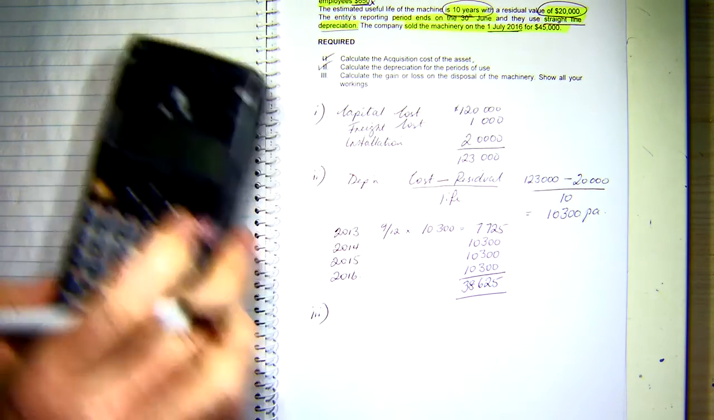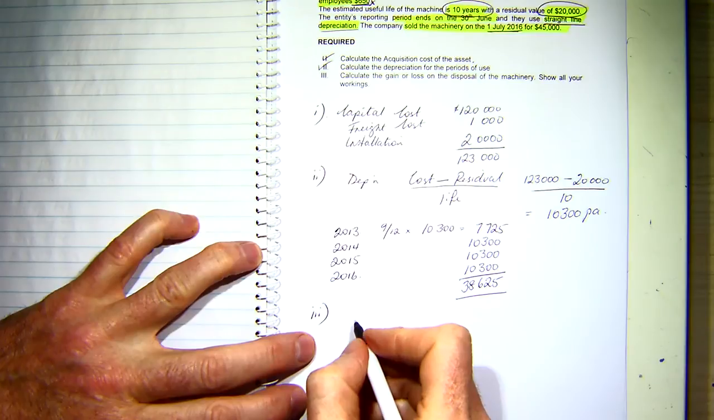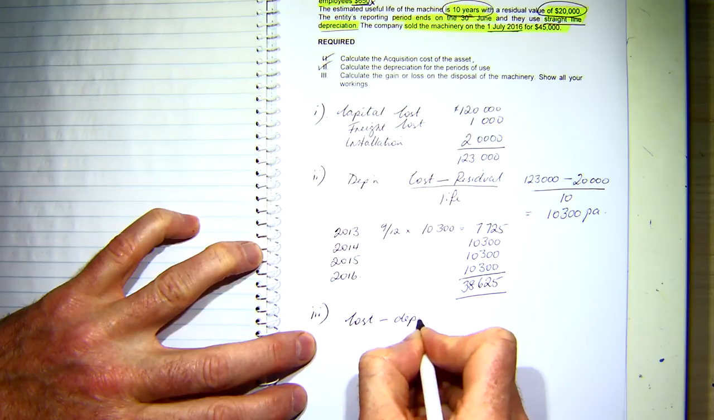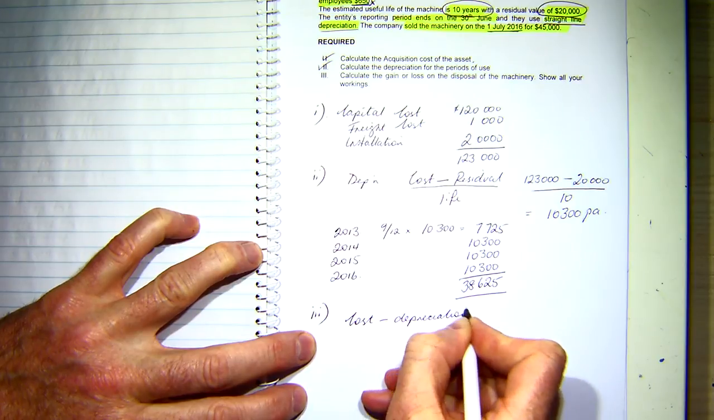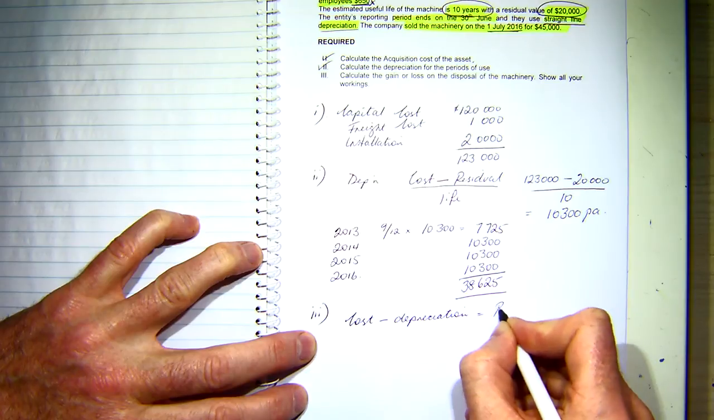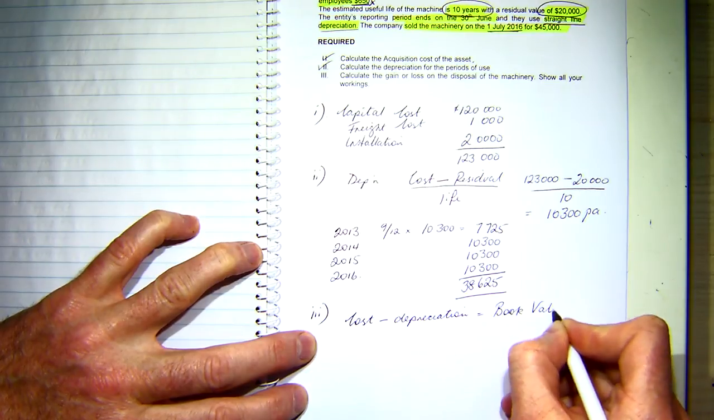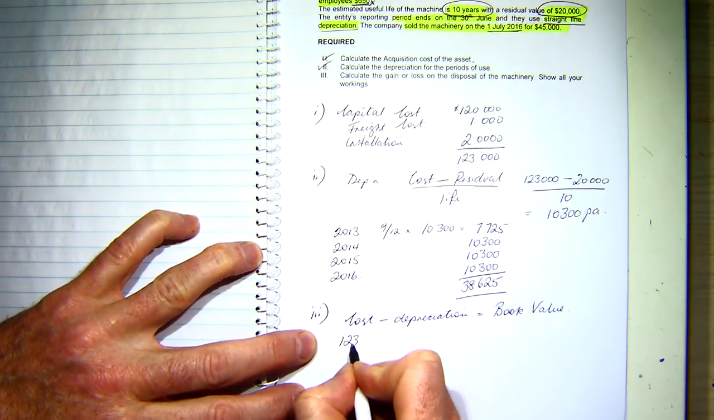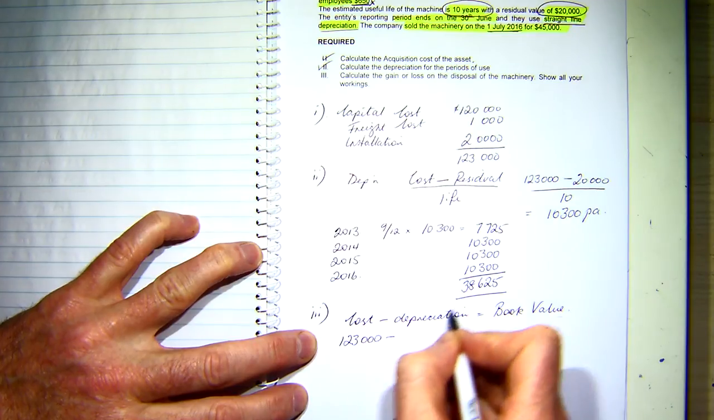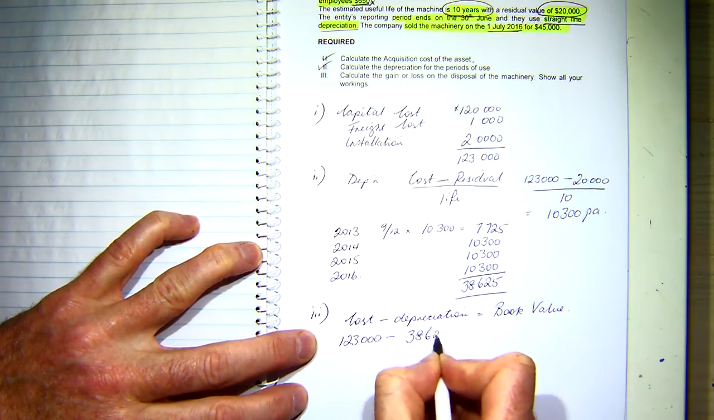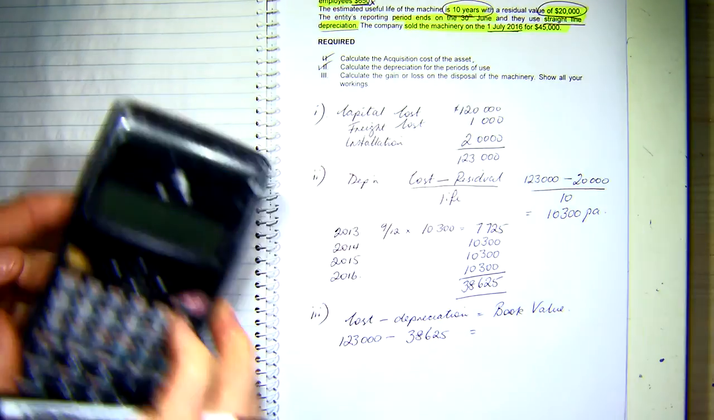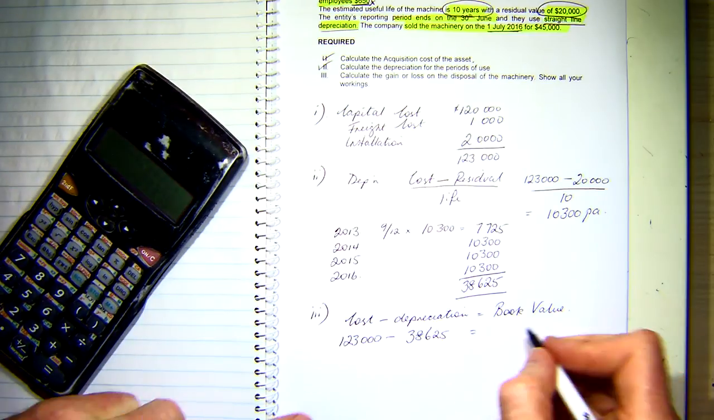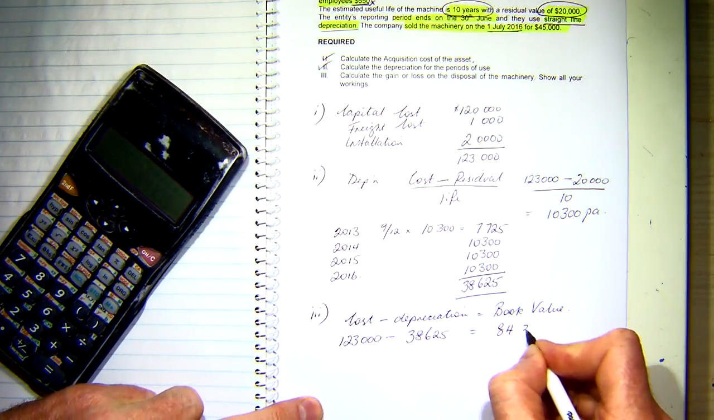Gain or loss. So first will be cost minus depreciation, to give me a book value. And then I'll work out what my disposal is. So my cost was 123,000, less my depreciation of 38,625. That comes to $84,375.